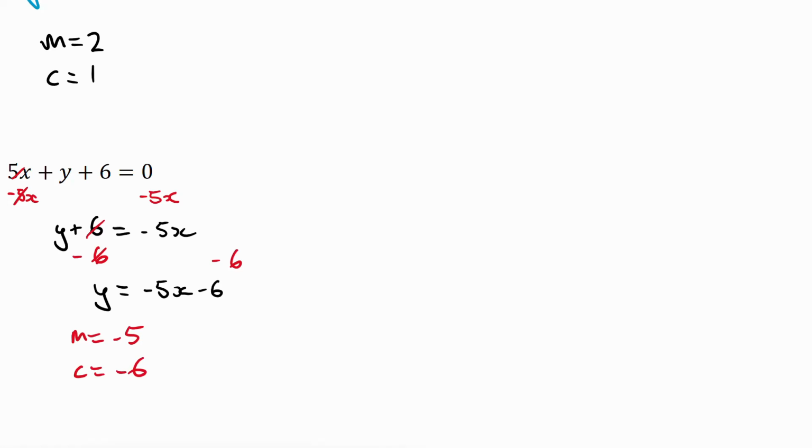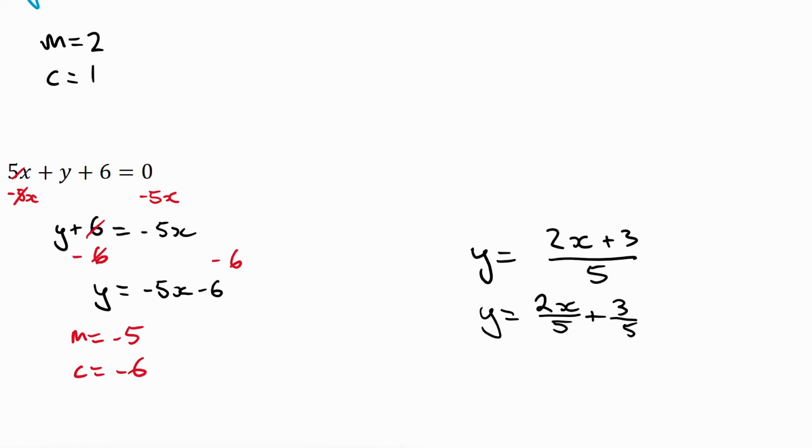Sometimes doing this, you'll end up with something similar to y equals, let's say, (2x plus 3) over 5. And you're looking at that going, I'm not sure what my gradient is. A good practice is to break it up. So we get 2x over 5 plus 3 over 5. So in this case, the gradient here would be 2 over 5, and the y-intercept would be 3 over 5. So it's important to note that you can break that fraction up into two parts.